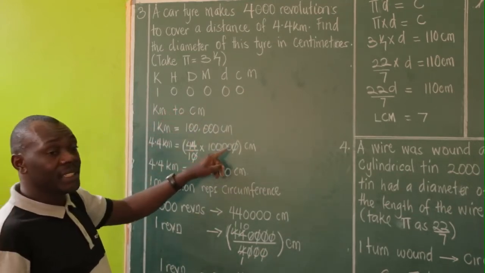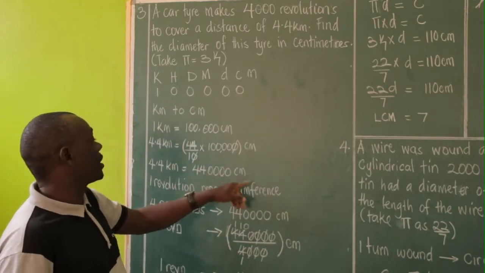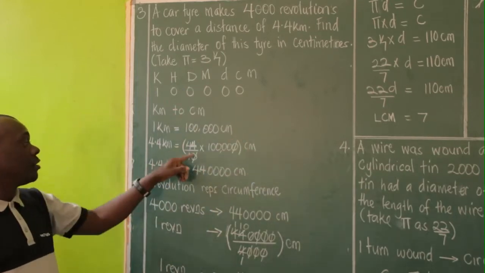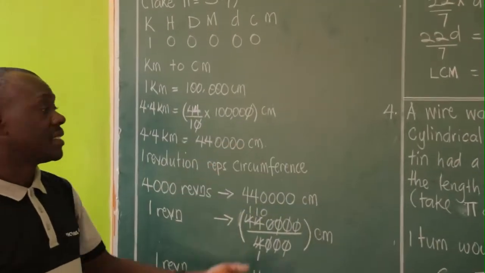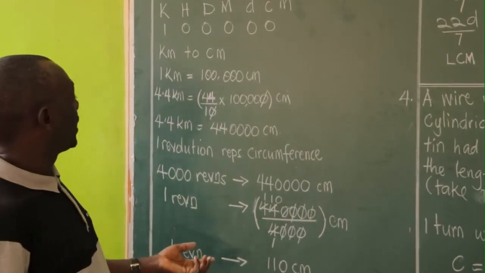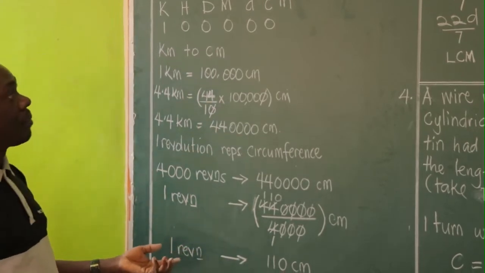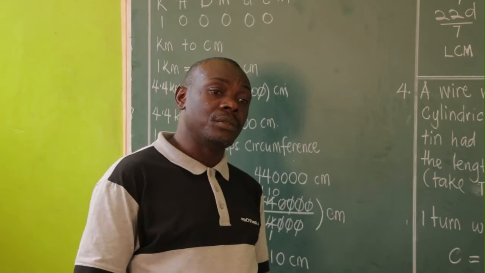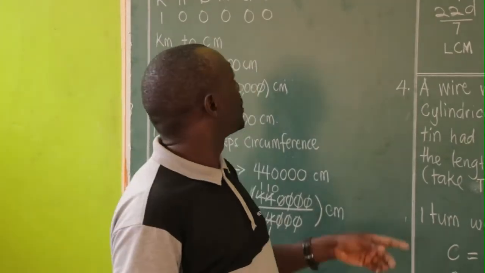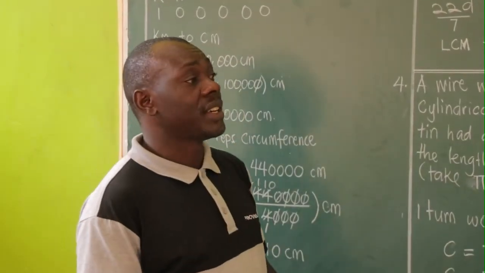Convert kilometers to centimeters and say 1 kilometer is equal to 100,000 centimeters, so 4.4 kilometers is 44 out of 10 times 100,000 centimeters. Divided by 10 by 10, we make 44 times 10,000, which is 440,000 centimeters journey.